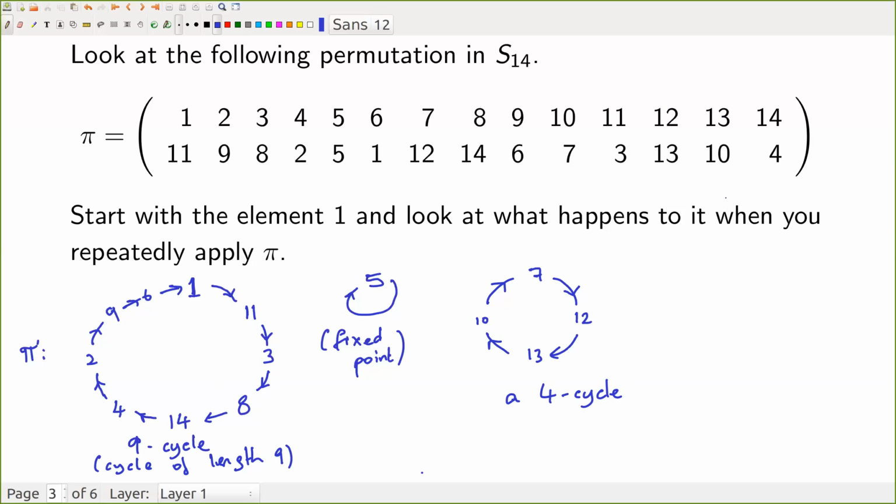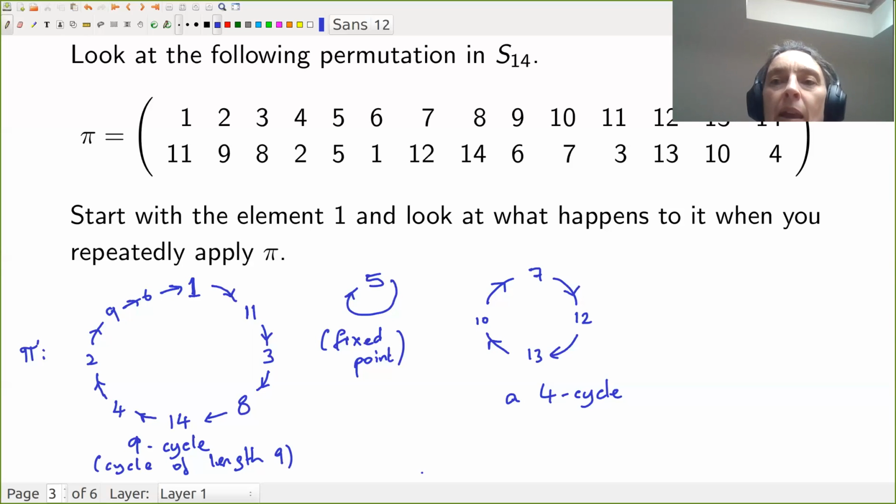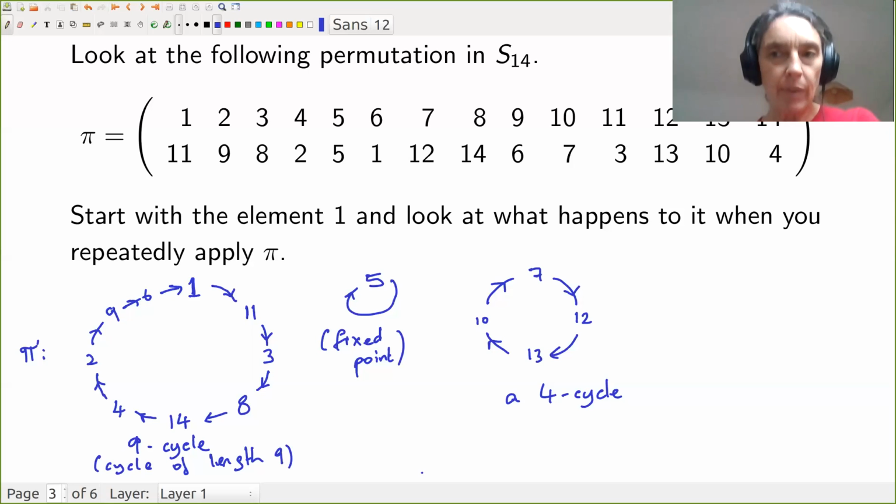Okay, and every permutation can be broken up in exactly this way into a collection of separate cycles. And this is called the disjoint cycle representation of the permutation. What disjoint means is that every one of the 14 elements appears in exactly one of the cycles. And this is a sort of typical thing with permutations, that they have a description of this form.